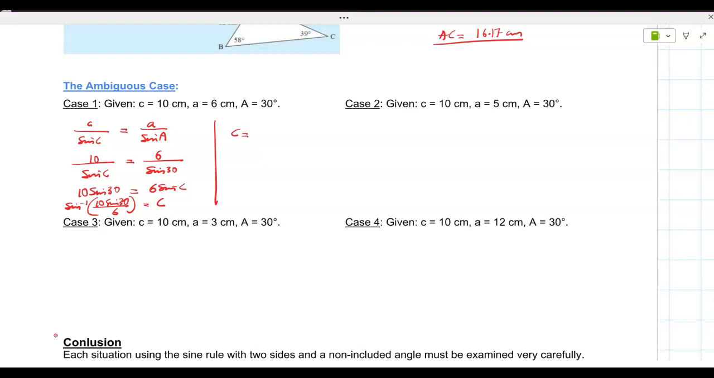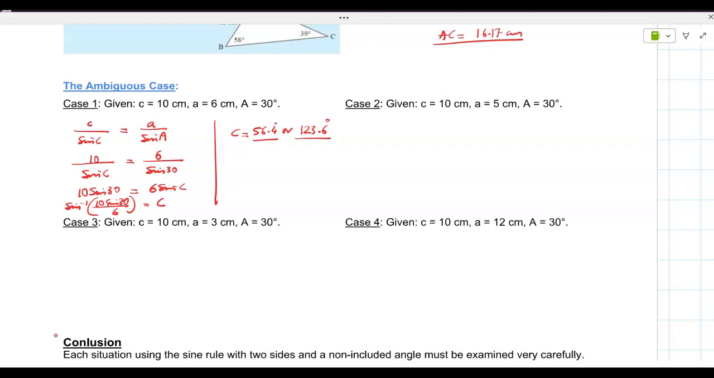So set up, if you want to calculate in degree mode, yes, it is degree mode. So sine inverse, open brackets, you have your 10 sine 30 divided by 6. So remember, degree and radian mode is important. So 56.4. Now you have to remember the ambiguous case: 180 minus 56.4. So that's how much? 123.6. So my C can be this or this.